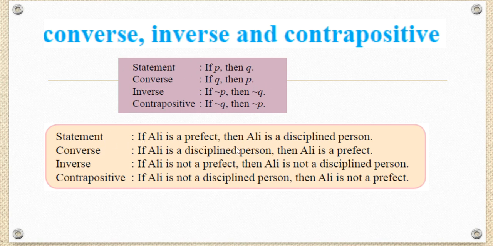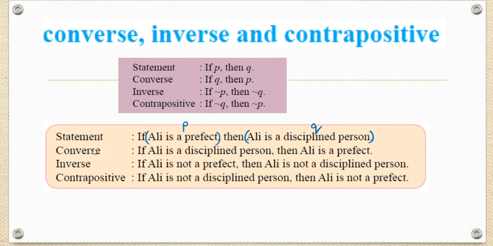If Ali is a prefect, then Ali is a disciplined person. So I want to bracket this. After the if, this would be your P statement. After the then, this will be your Q statement. Looking at the general form, if P then Q: if Ali is a prefect, then Ali is a disciplined person.